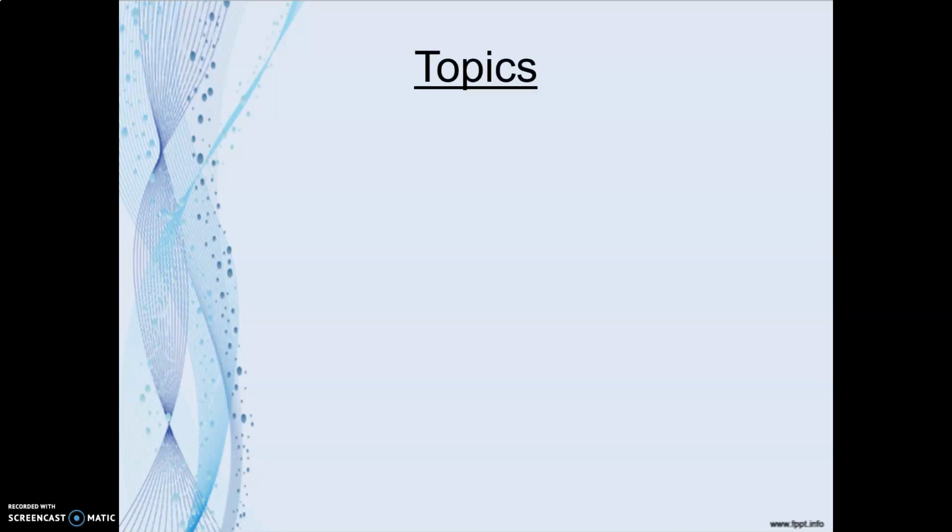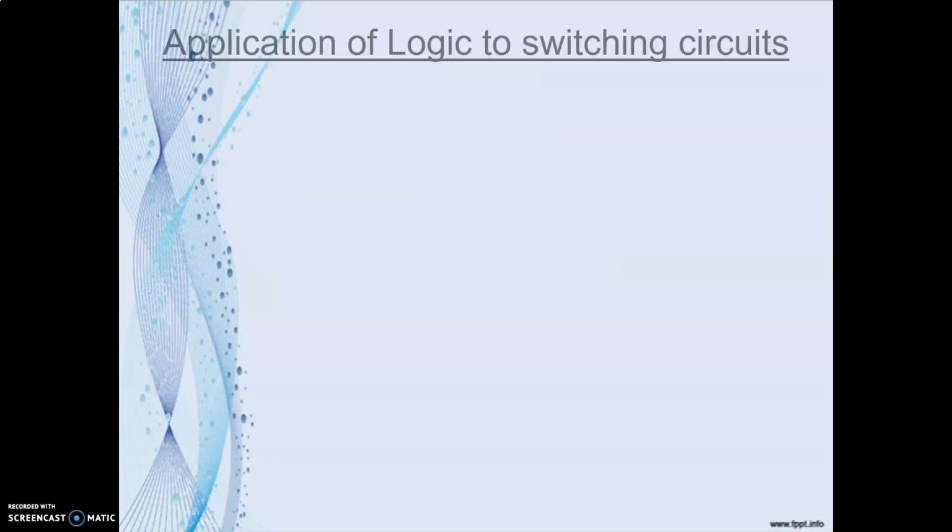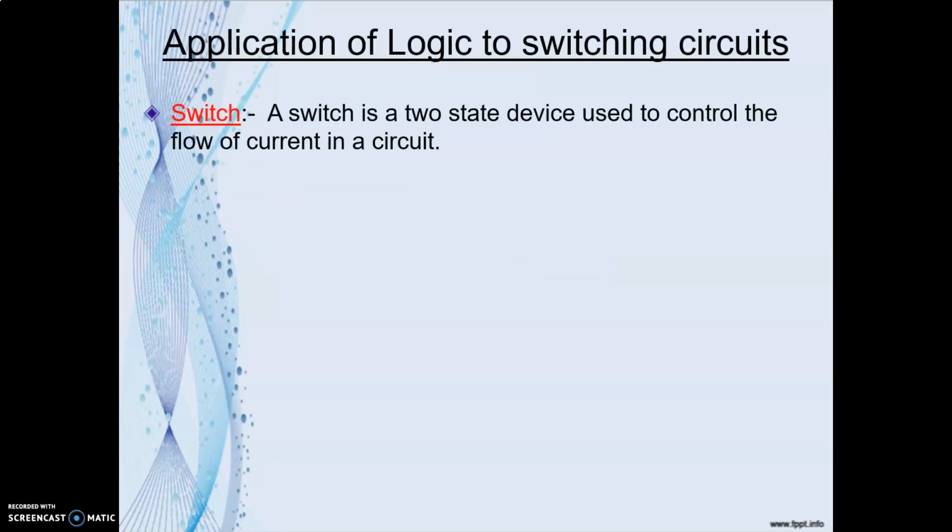So today we are starting with the topic application of logic to switching circuits. In that, types of switches, circuit, input output table or switching table, etc. So, first we will define switch. A switch is a two-state device used to control the flow of current in a circuit.